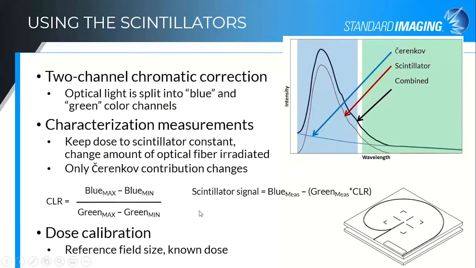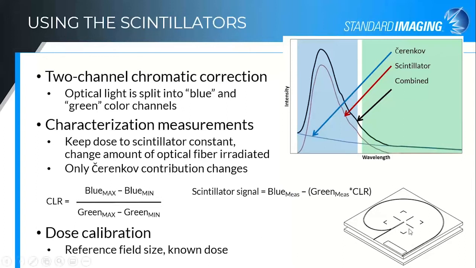So that 2-channel chromatic correction is shown schematically here. We have a blue scintillator, and the Cherenkov light is a broad range light. So we split this total signal up into what we call the blue channel and the green channel, the two portions of this spectrum. And we have you do a couple of characterization measurements.